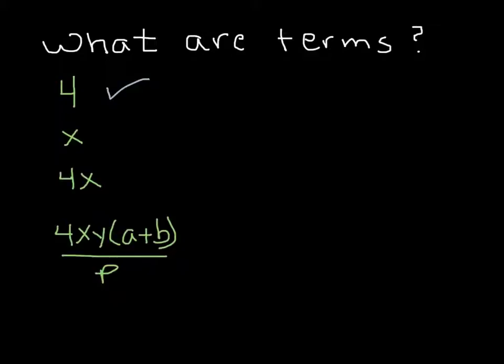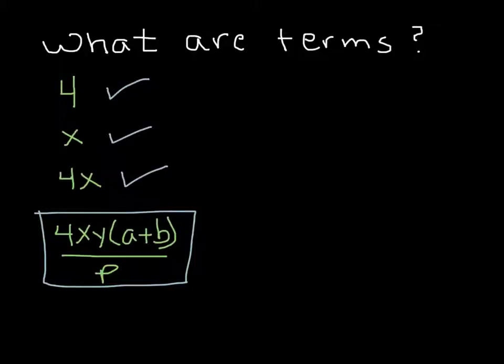A term can be just a letter. So it could be the letter X, it could be letter A, whatever. It can be a combination of a number and a letter, as in 4x. And sometimes a term can be something that looks like this, where it's a combination of maybe parentheses, constants, letters, or variables. And this is what we would call one term. So what are terms? It can be any of these examples that were shown here.